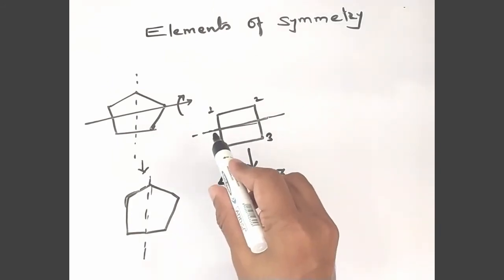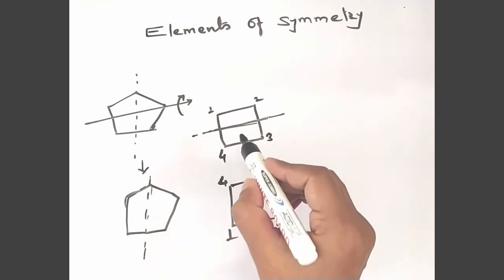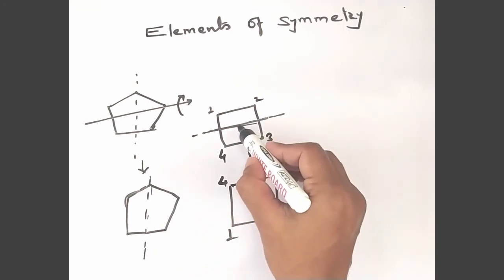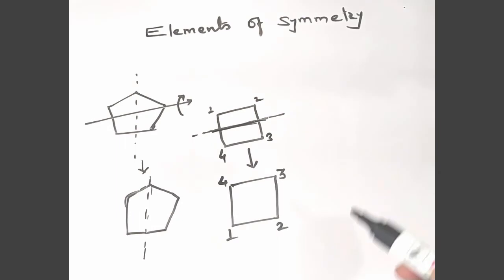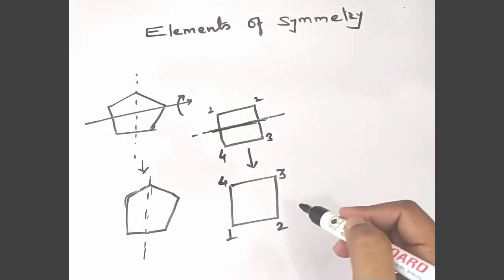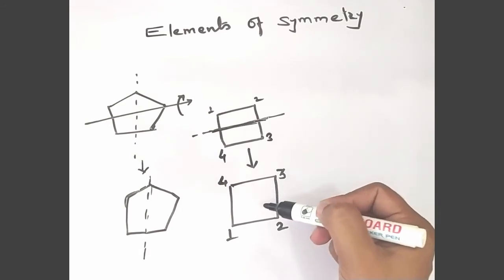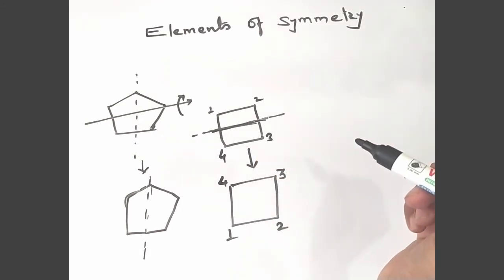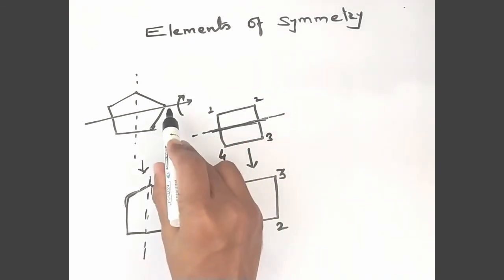So what term did I introduce right now? Element. So what is an element? An element of symmetry is that particular plane. In this case, it is a plane which is used for reflecting and bringing back the original geometry. So this becomes an element of symmetry.